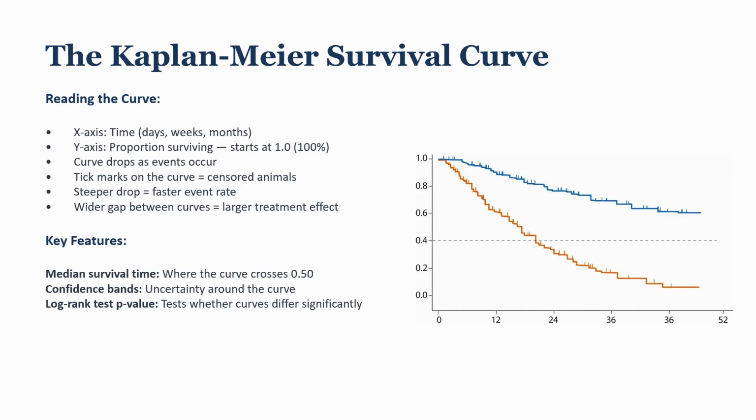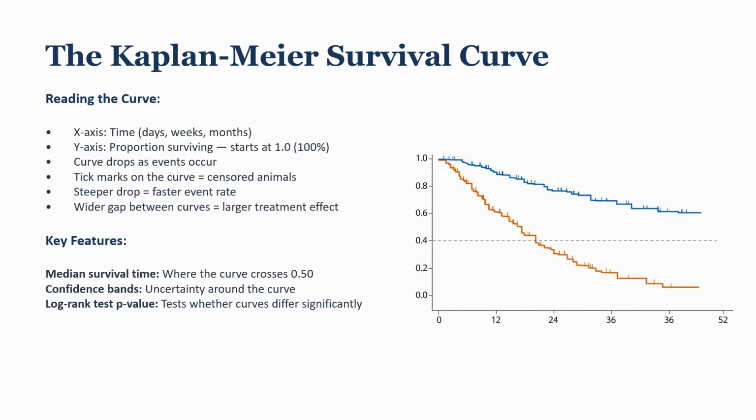The Kaplan-Meier curve is the standard visual output of survival analysis, and you'll encounter it in virtually every oncology and cardiology paper you read. Let's walk through how to read it correctly. The x-axis is time, days, weeks, months, whatever unit the study uses. The y-axis is the proportion of animals that have not yet experienced the event, survival, progression-free survival, or whatever the outcome is, starting at 1.0, which means 100% event-free at the start. The curve steps down every time an event occurs.